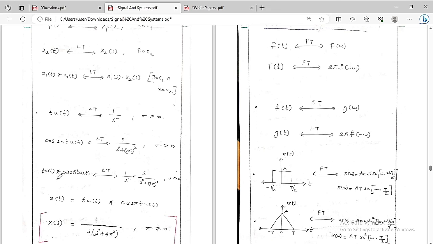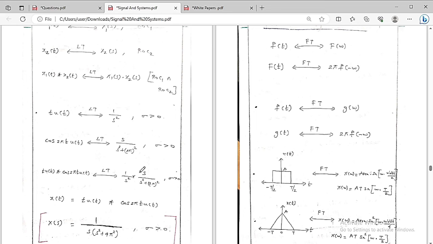Then t into u of t convolution cos 2 pi t into u of t has a Laplace transform which is the product, since convolution in the time domain is the product in the Laplace domain. So multiply the corresponding Laplace transforms, which is 1 by s square into s by s square plus 2 pi whole square. What is the resultant ROC? It is the common ROC. As this is sigma greater than 0 and this is sigma greater than 0, the common ROC between these two is sigma greater than 0.